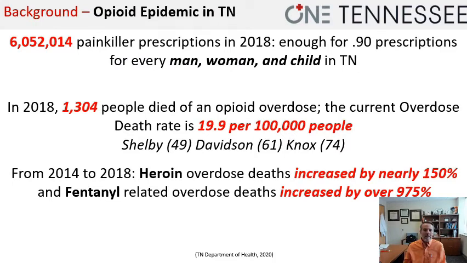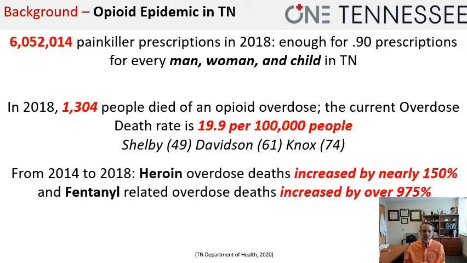In 2018, roughly 1,300 people died of an opioid overdose. And in 2018, the death rate was 19.9 per 100,000 people. And if you break that down across the state in 2018, that was 49 specifically in Shelby County, which is Memphis, 61 in Davidson, which is Nashville, and 74 right here where I live in Knoxville, Tennessee.